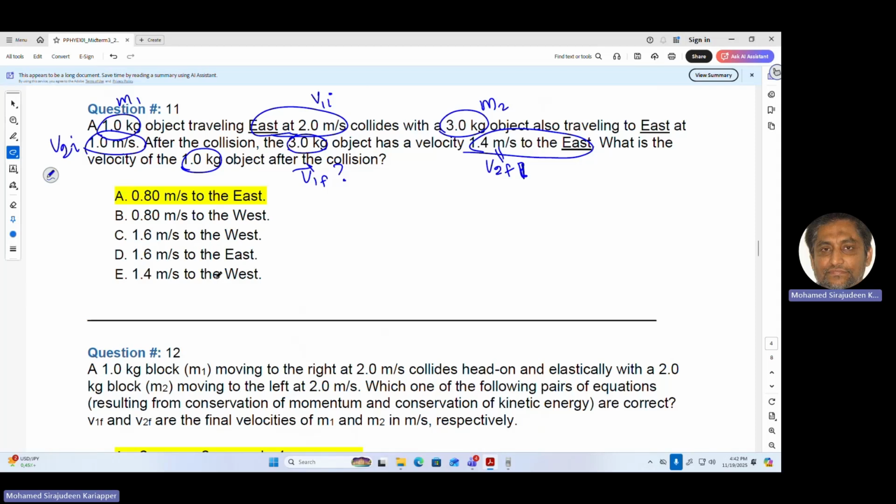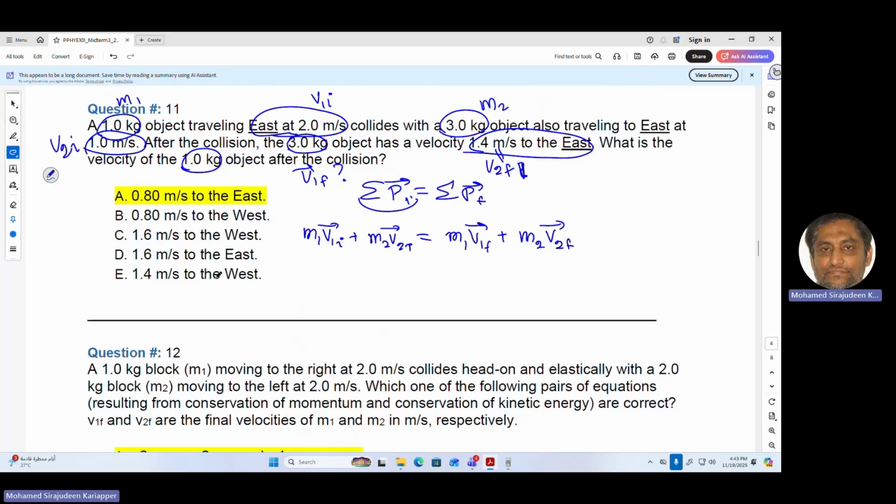So let's write the conservation. What is conservation of momentum? Total momentum before collision is equal to total momentum after collision. Total momentum before will be m1 v1I, that is the first one, and m2 v2I, that is the second one, equals m1 v1F, that is the momentum after collision for the first one, and this is the momentum after collision for the second one.